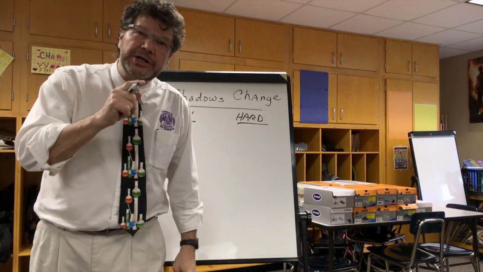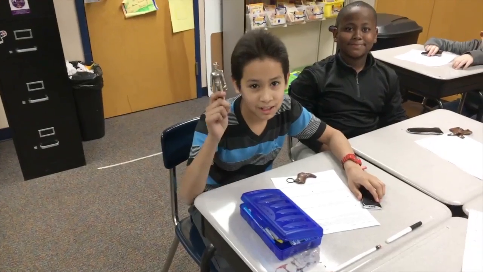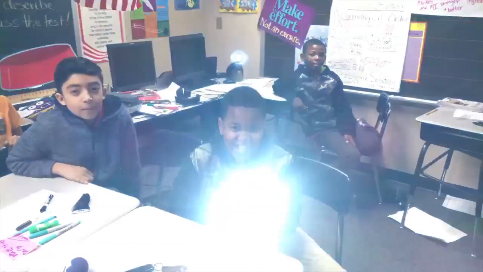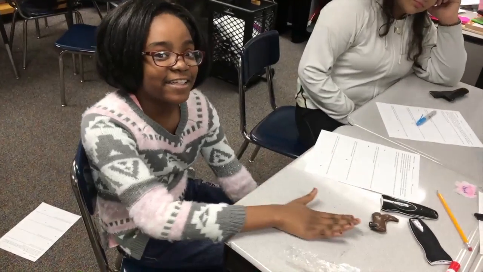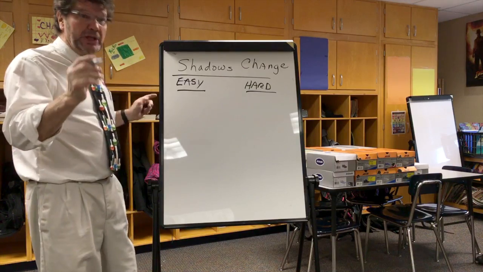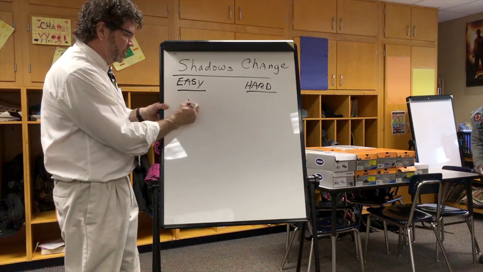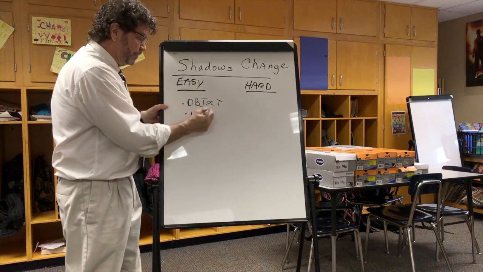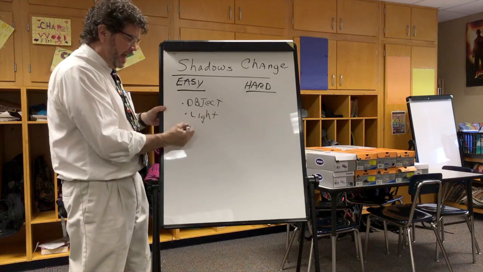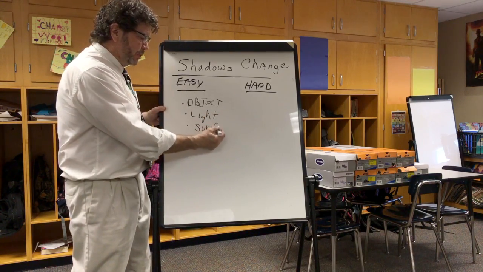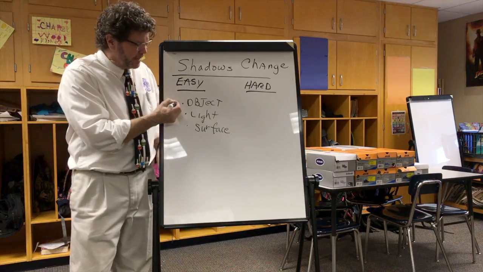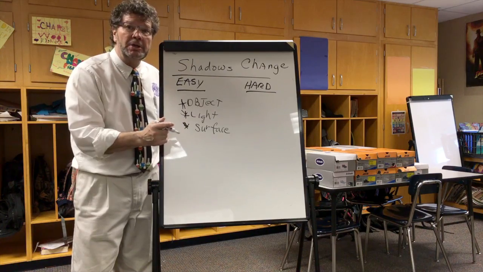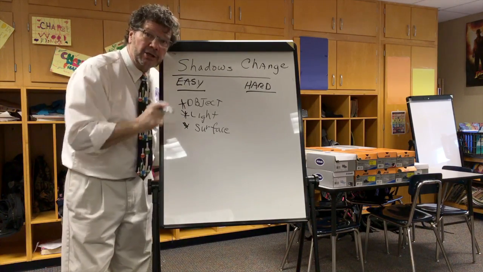Hey, what do you need to make a shadow? You need an object. You need a light. And you need a surface. Hey, that's great. So you need three things. You need an object, right? You need a light, right? And you need a surface. So the three things to make a shadow are an object, a light, and a surface for the shadow to be cast upon. Let's take a closer look at that.